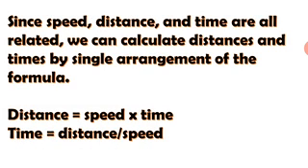Since speed, distance, and time are related, we can calculate the distance and time by rearranging the formula. So if the distance is missing, speed times time. And if the time is missing, distance divided by speed.